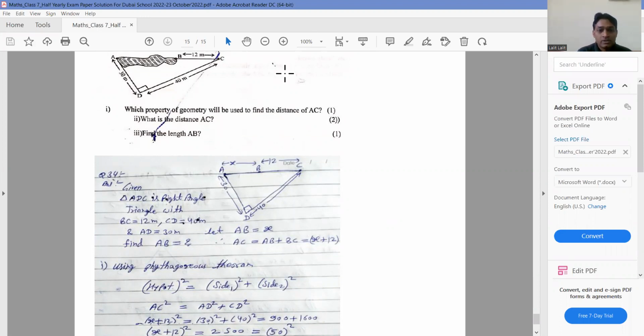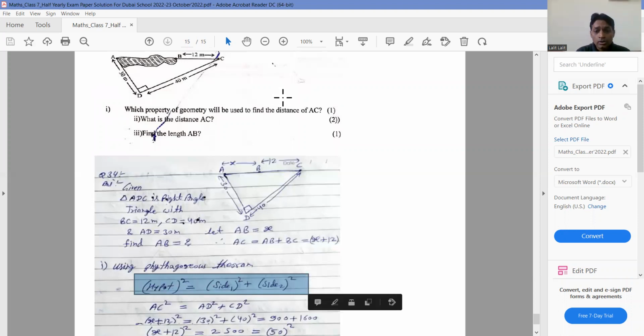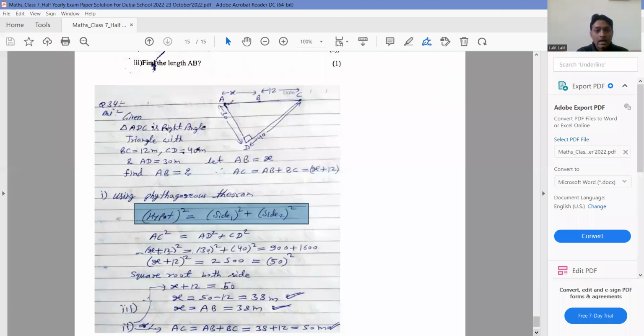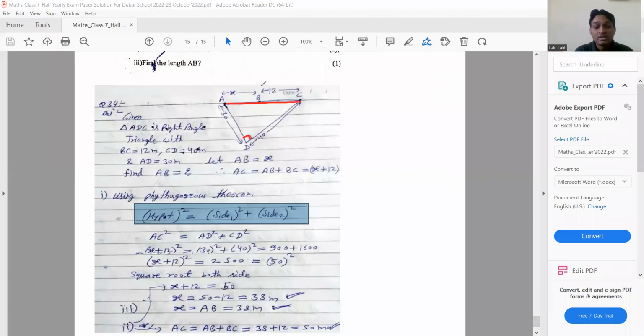Now, what is the distance of AC? I have already explained the Pythagoras theorem in an earlier question in this paper. You just go through the upper side and you will find one question which I have solved mentioning the Pythagoras theorem. As per the Pythagoras theorem, the hypotenuse square is always equal to the sum of the squares of the other two sides. In this figure, the hypotenuse is AC, the longest side, opposite to the 90 degree angle. So AC is the hypotenuse, which is x plus 12.